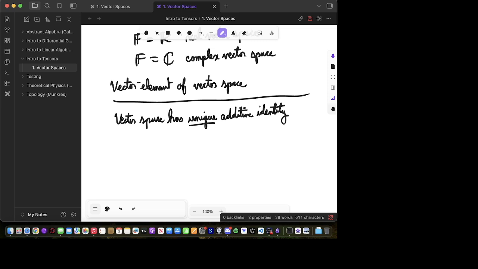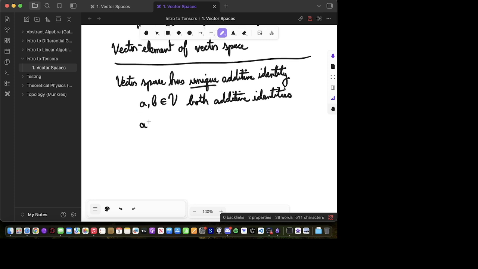So suppose that a and b are both additive identities. Then it follows that a equals a plus b because b is an additive identity. And by commutativity, we have that it's equal to b plus a. And since a is an additive identity, that simply equals b. Therefore, a equals b, and so the additive identities must be the same. So therefore, the vector space has a unique additive identity.